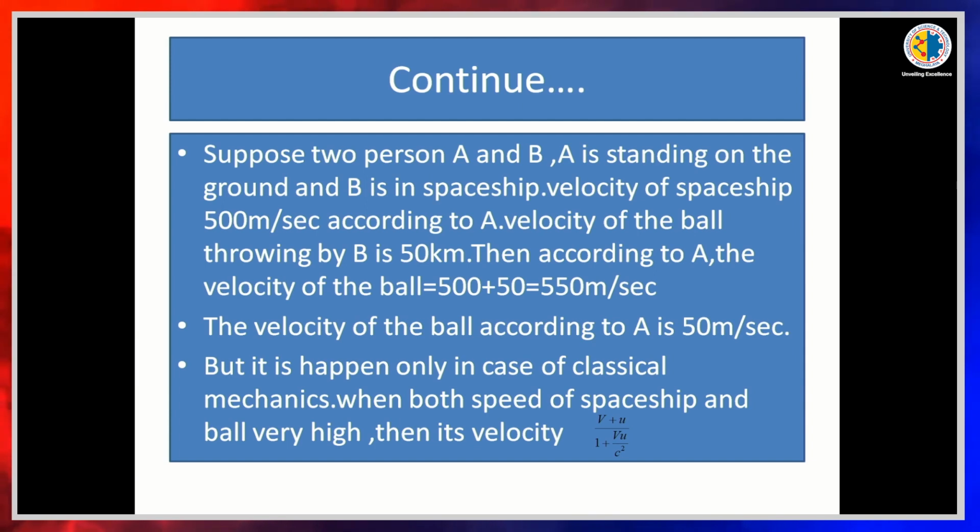But this happens only in classical mechanics. When both the speed of the spaceship and the ball are very high, then the velocity is v plus u divided by 1 plus vu by c square. So it is the Einstein velocity addition theorem. When the velocity is very high, approaching the speed of light, then the Einstein velocity theorem applies.